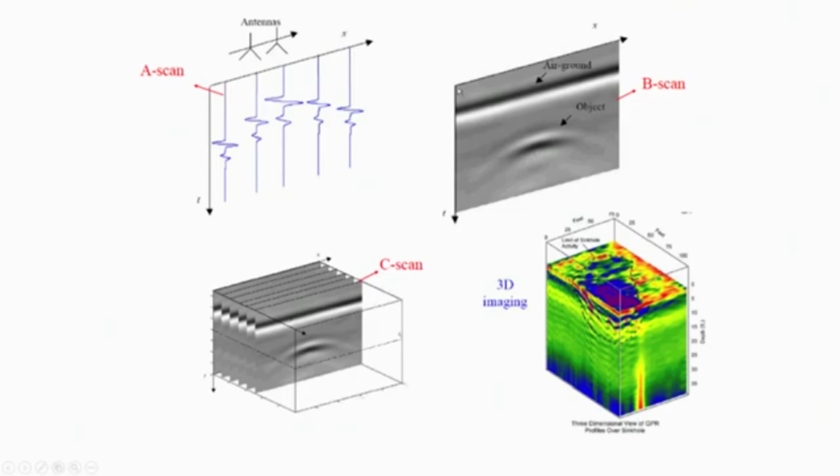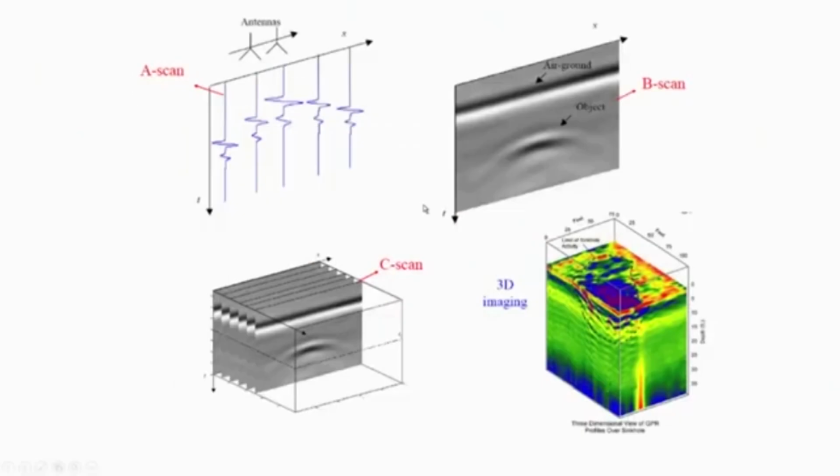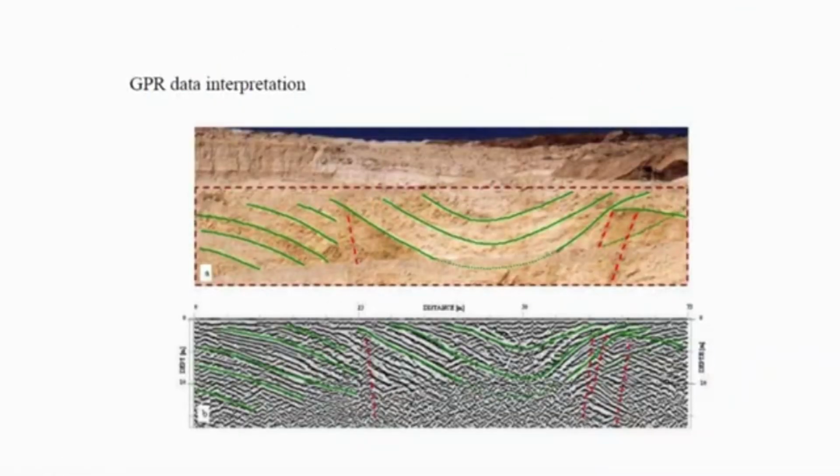Now, if the antenna after that moves in another, perpendicular horizontal direction, then you get a C scan, and from this C scan you can have imaging, which is called an image. This is a 3-dimensional view of GPR profiles over a sinkhole. So this becomes an image, called 3D imaging. Otherwise GPRs give you this type of scans, called radargrams, and from radargrams, by proper pixel-wise distribution of epsilon and mu, you get the image. So this is an example of GPR data.